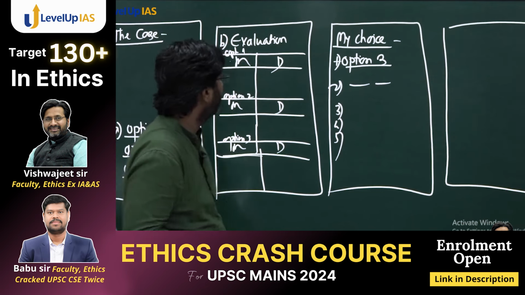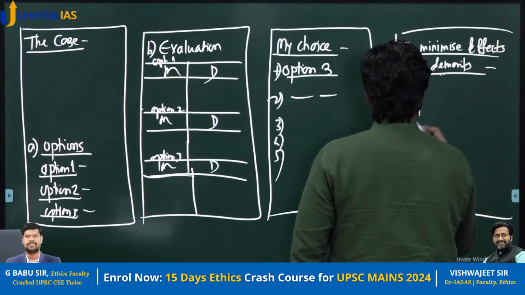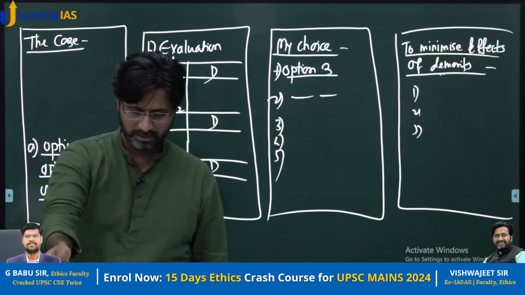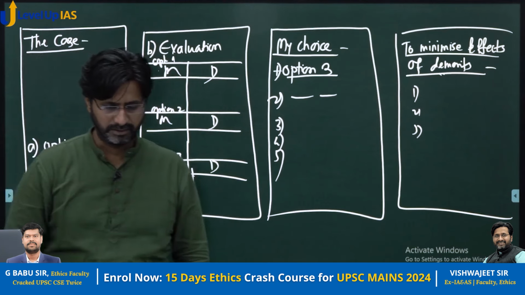Okay, and then here again, to minimize the effects of demerits, you write 1, 2, 3. Now here, minimizing the effect of this is basically you plan some actions so that the impact is kind of reduced.